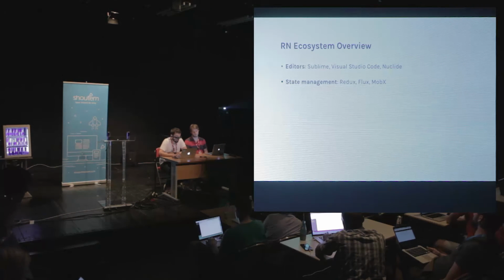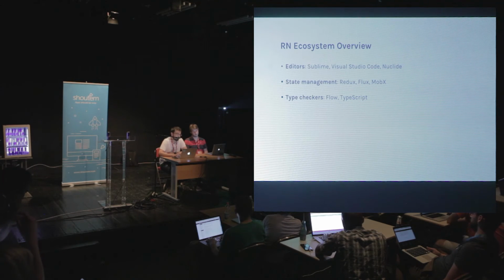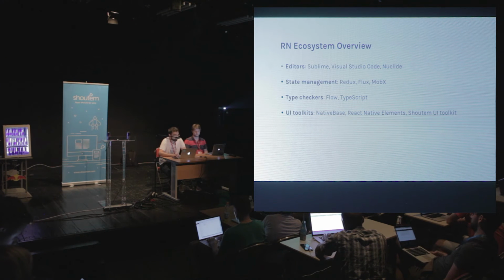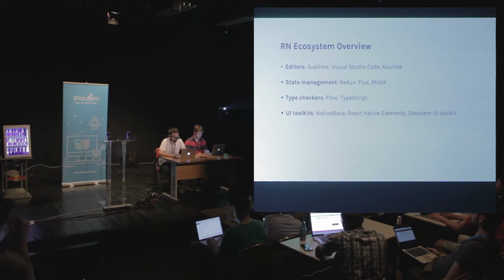There are more things for state management, which I already talked about. There are type checkers. In JavaScript there is no type checking, so if you want it, you can use Flow, which was developed by Facebook, or TypeScript, developed by Microsoft. Both are very good tools. There are also some UI toolkits, if you don't want to start creating components from scratch. These are sorted by popularity. NativeBase is the most popular one, the most used. Then there is React Native Elements, and then one toolkit that we developed, Shoutem UI toolkit.